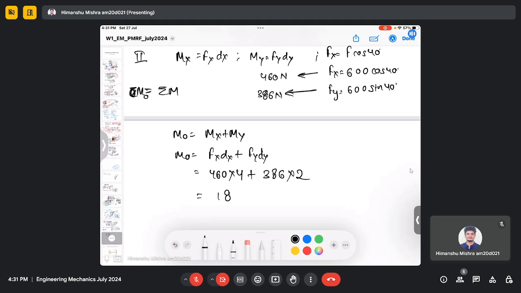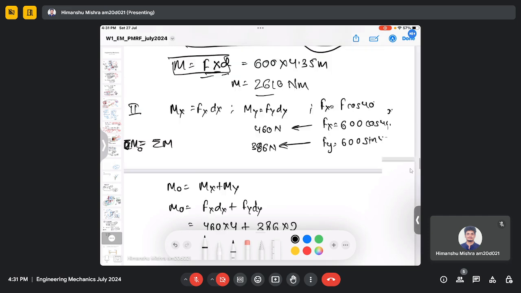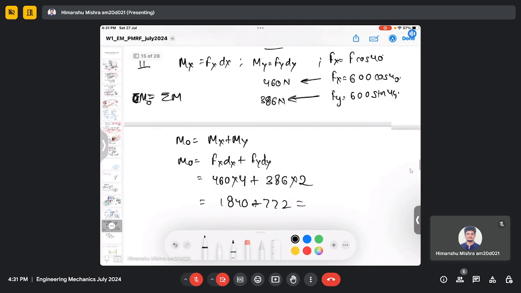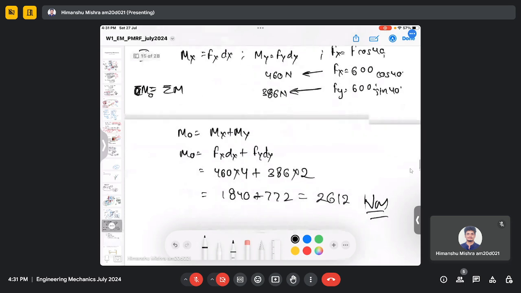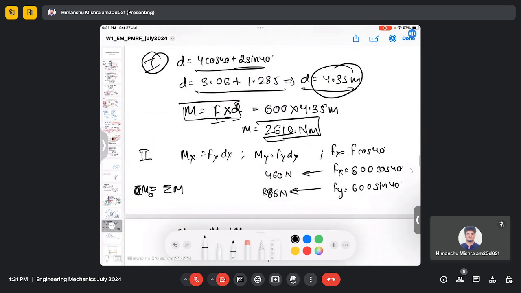So it is 1840 772. So you will get roughly the same answer. You will get the same answer, 2612 Newton meter. Okay, so you see, you will approximately get the same answer.